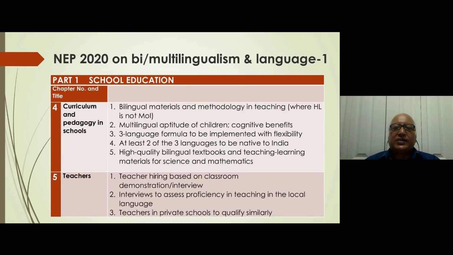There are different sections, as you know, different parts of the NEP devoted to different aspects of the educational continuum. Particularly relevant for school education are the two chapters, curriculum and pedagogy in schools, and teachers. These are chapters 4 and 5. Now, in chapter 4, it is said that bilingual material and methodology in teaching will be implemented.